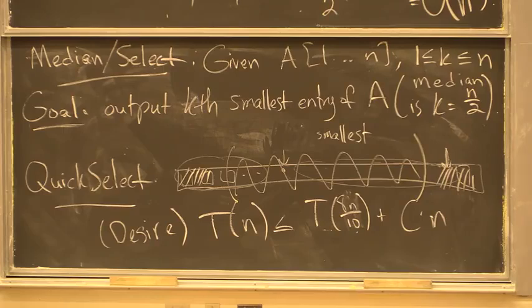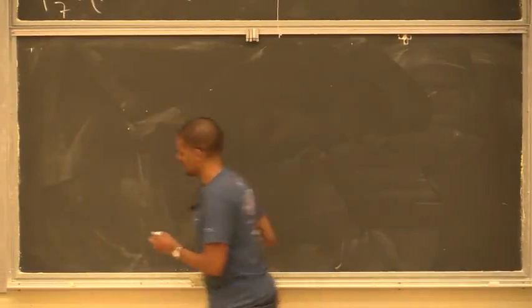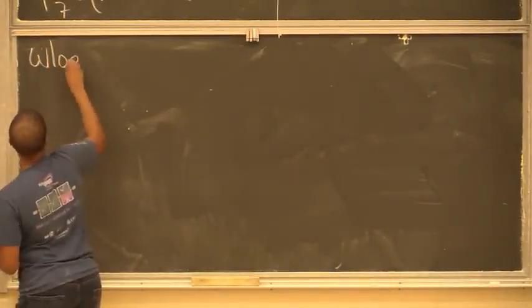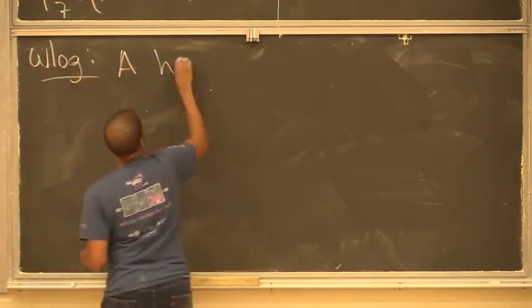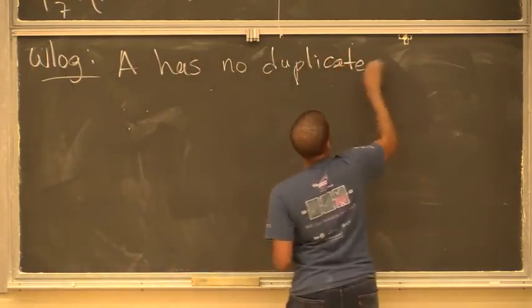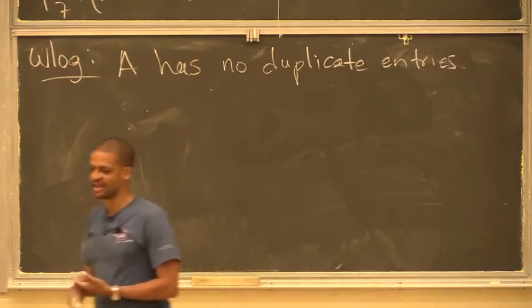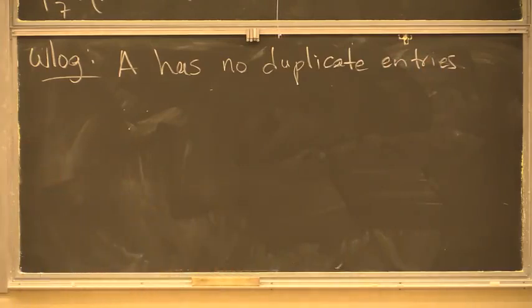Okay. I do want to make one simplifying assumption about this problem, which again is going to be without loss of generality. Without loss of generality, A has no duplicate entries. The algorithm can handle the case, just like quick select can handle the case where you have duplicate entries. For example, let's say you ran quick select on the array which is 1, 1, 1, 1, 1, 1, 1, 1, 1.